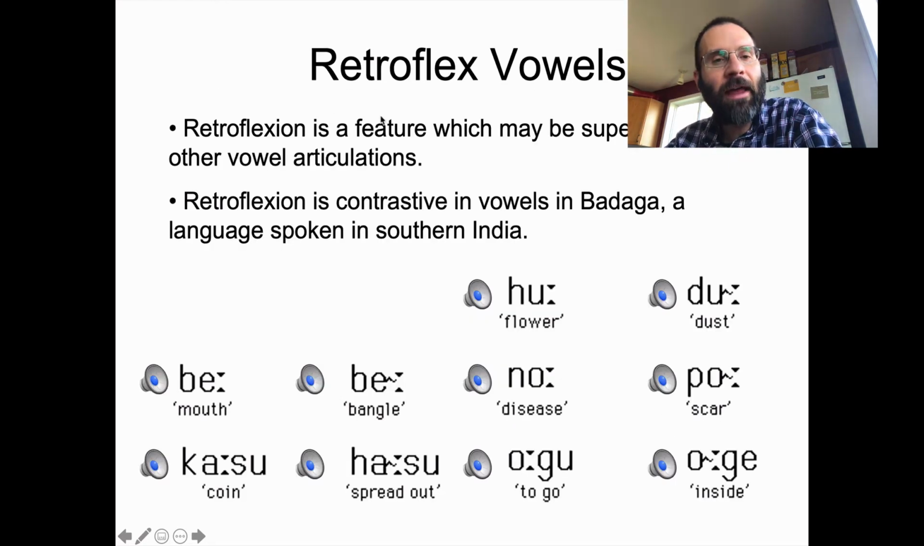Okay, I call that rhoticization. On this slide, I call it retroflexion, but if you curl your tongue tip back as you produce vowels, you get kind of an R flavoring to it, which is basically lowering F3. So this can be a feature which is contrastive in a language, and we observe it here in the vowels of Badaga, which is a language spoken in southern India.